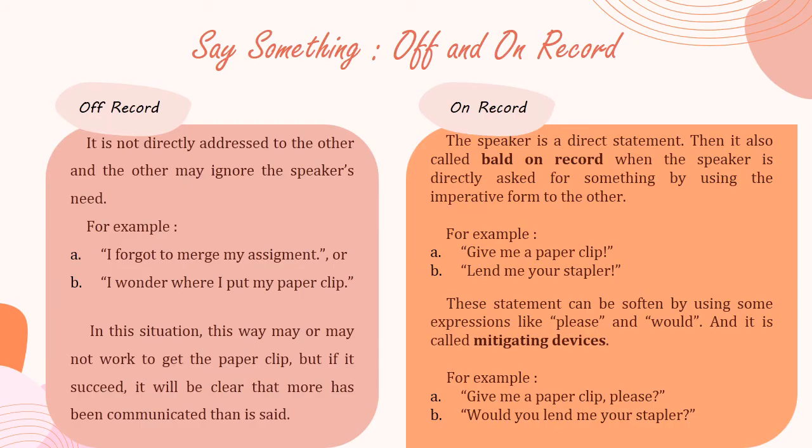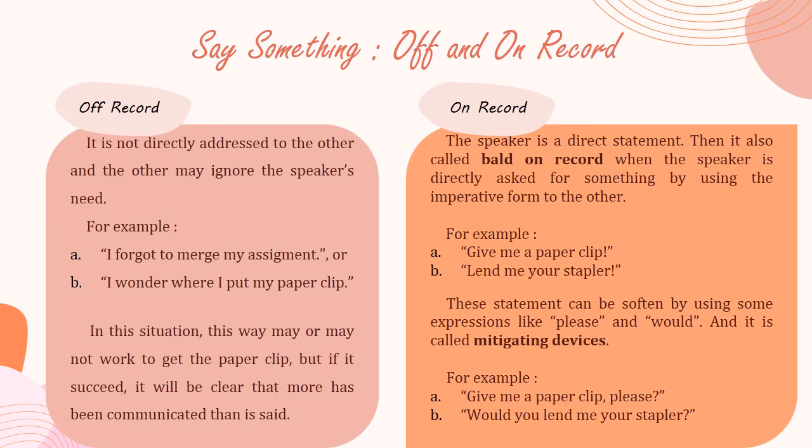The next material is say something, off and on record. The first is off record. It is a statement but not directly addressed to the other, and the other may ignore the speaker's need. For example, "I forgot to merge my assignment," or "I wonder where I put my paperclip." In this situation, this way may or may not work to get the paperclip, but if it succeeds, it will be clear that more has been communicated than is said.